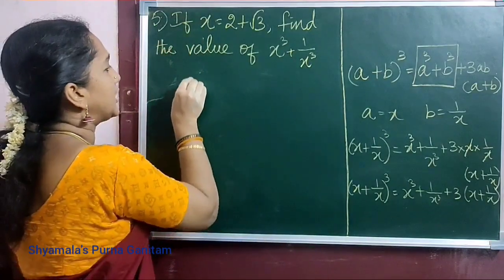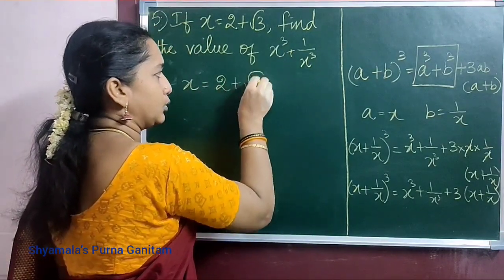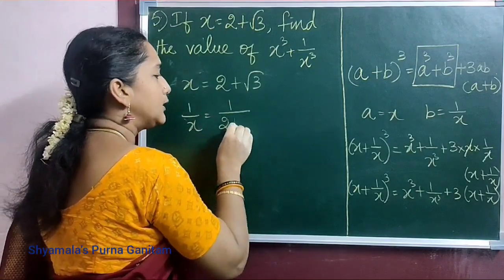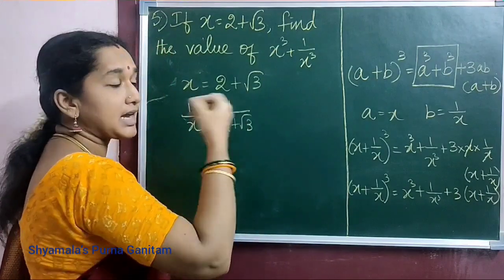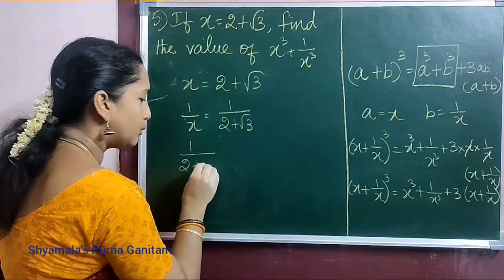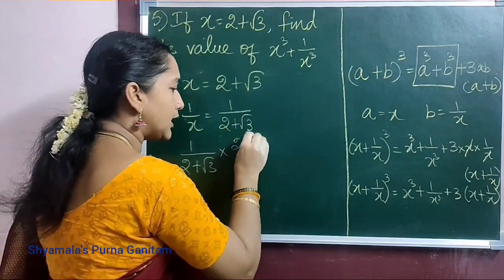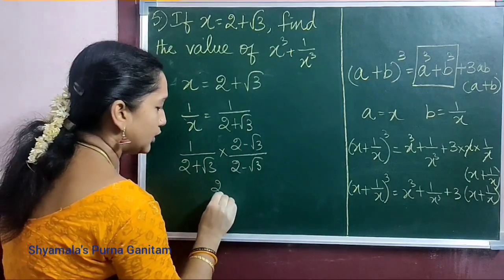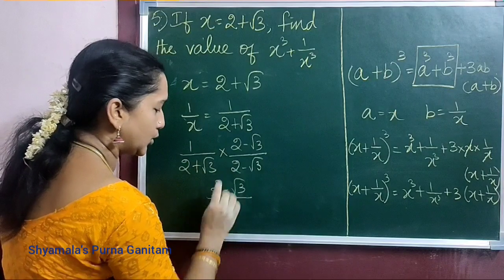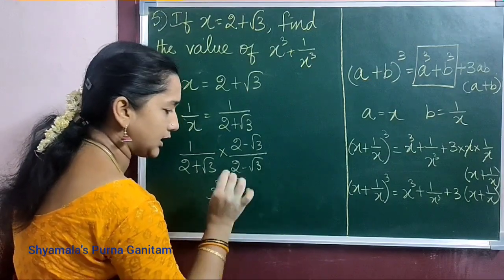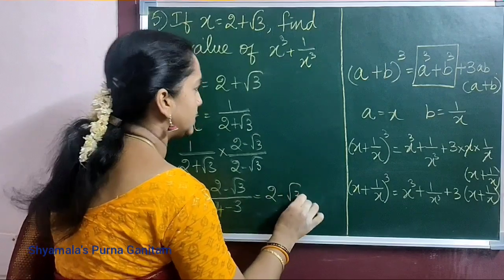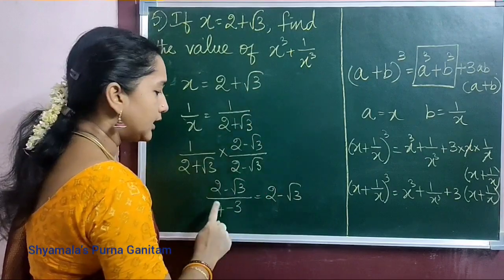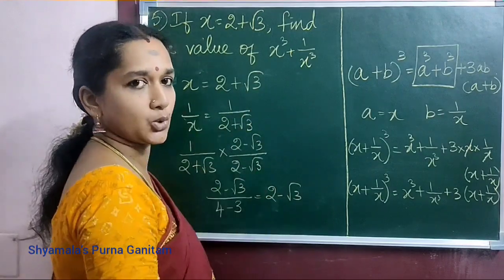So first x value is given as 2 plus root 3. Now we will find 1 by x value, that is 1 by 2 plus root 3. So we will rationalize this. So 1 by 2 plus root 3 into 2 minus root 3 by 2 minus root 3. Okay, so 2 minus root 3 by 2 2s are 4, minus root 3 into root 3 is 3. So 2 minus root 3. This is the value for 1 by x. So x value is 2 plus root 3. 1 by x value is 2 minus root 3.